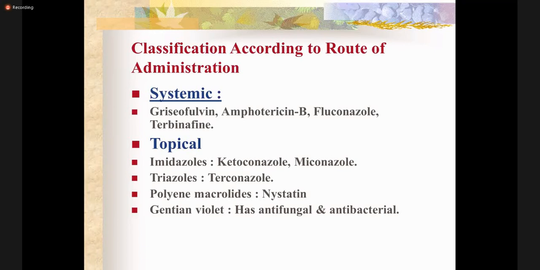terbinafine. So you can also classify antifungal drugs according to the type of infection or how you are giving the drug, systemic or topical. Topical is applied onto the skin, and this could be ketoconazole, like the imidazole group, triazoles, nystatin, and gentian violet, which is now not very much used. So you again have to remember systemic and topical ones, because in the clinical setting you come across different conditions. You find a patient with severe systemic infection, then you have to apply the potent drugs.